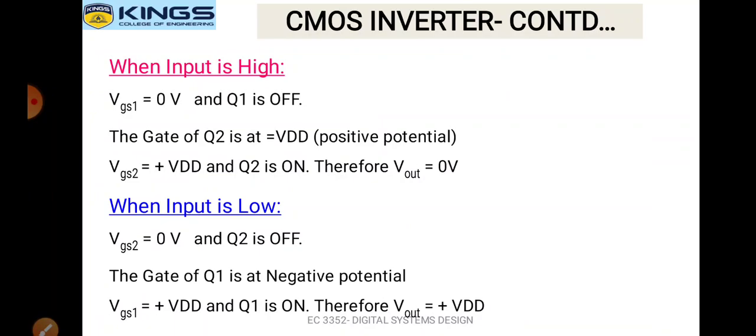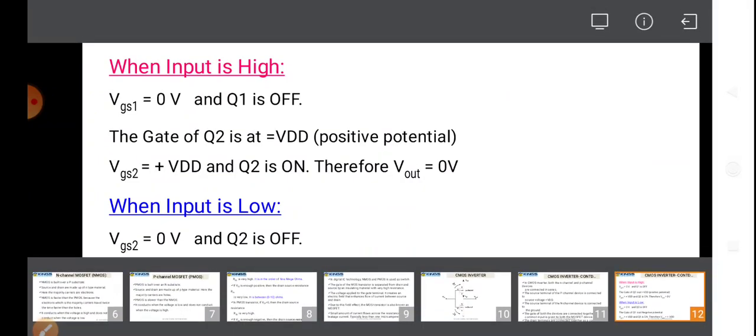First condition is when the input is high. When the input is high, the gate source voltage VGS1 will be equal to 0 volt and Q1 goes to the off condition. The gate of Q2 will be equal to VDD, that is, a positive potential equal to the supply voltage. If VGS2 is equal to plus VDD, Q2 goes to the on condition. Therefore, the output voltage will be equal to 0 volt.